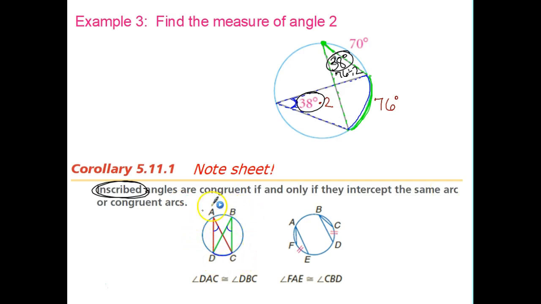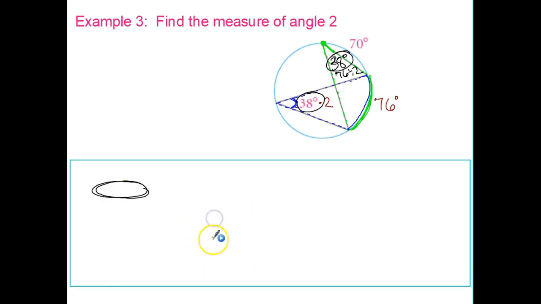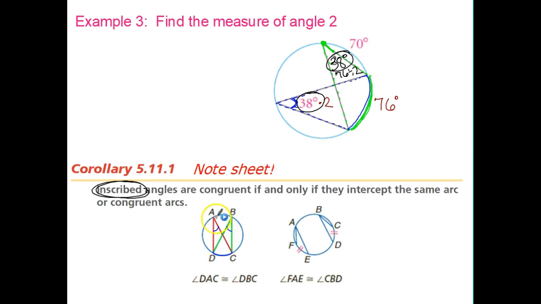So if you look at this first picture down here, you can see that angle A, which is the red angle right here, intercepts arc DC. You can also see that angle B, which is the angle outlined in green, also intercepts arc DC. Since they intercept the same arc, that means these two angles are congruent. Now these two angles don't intercept the same arc, but the arcs that they do intercept are congruent, which means that the angles themselves have to be congruent as well.